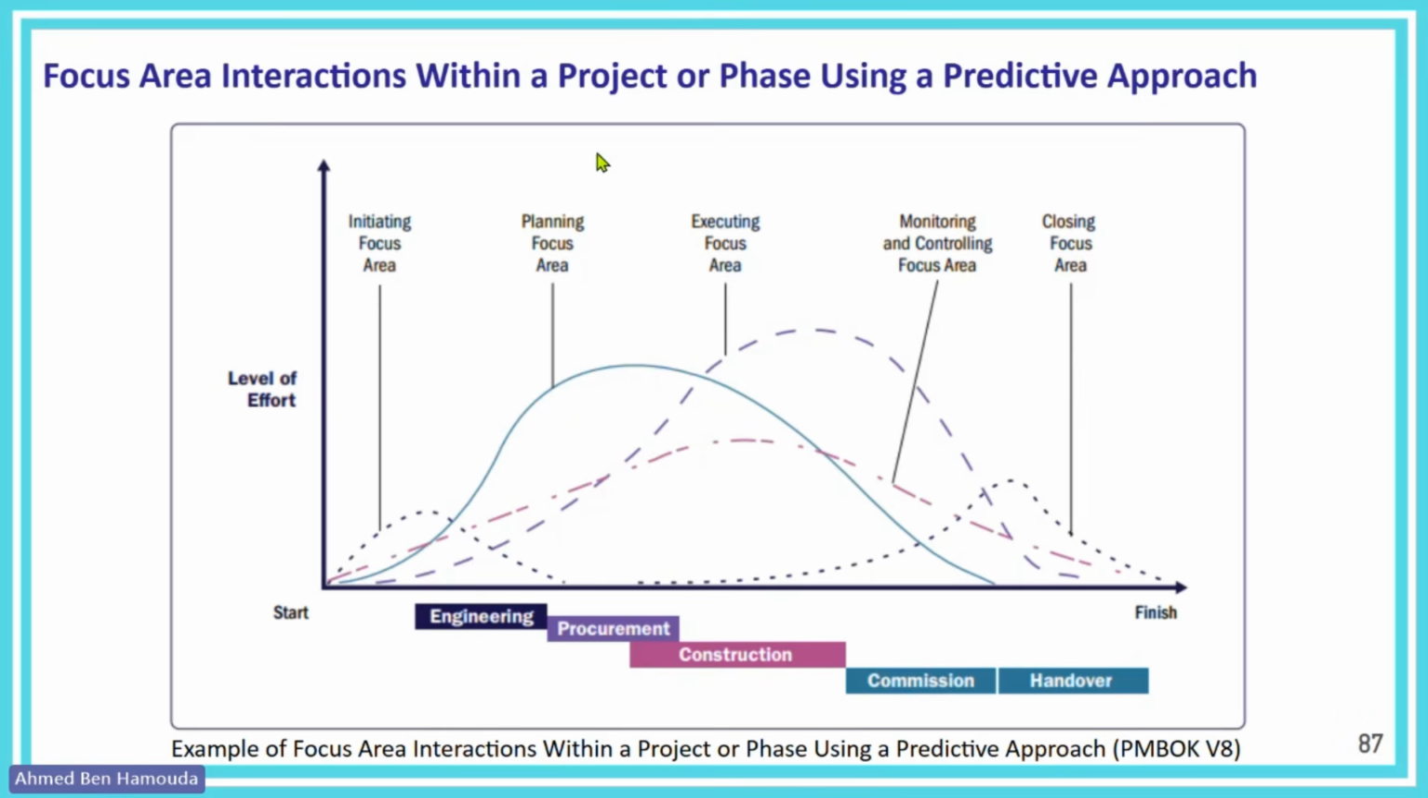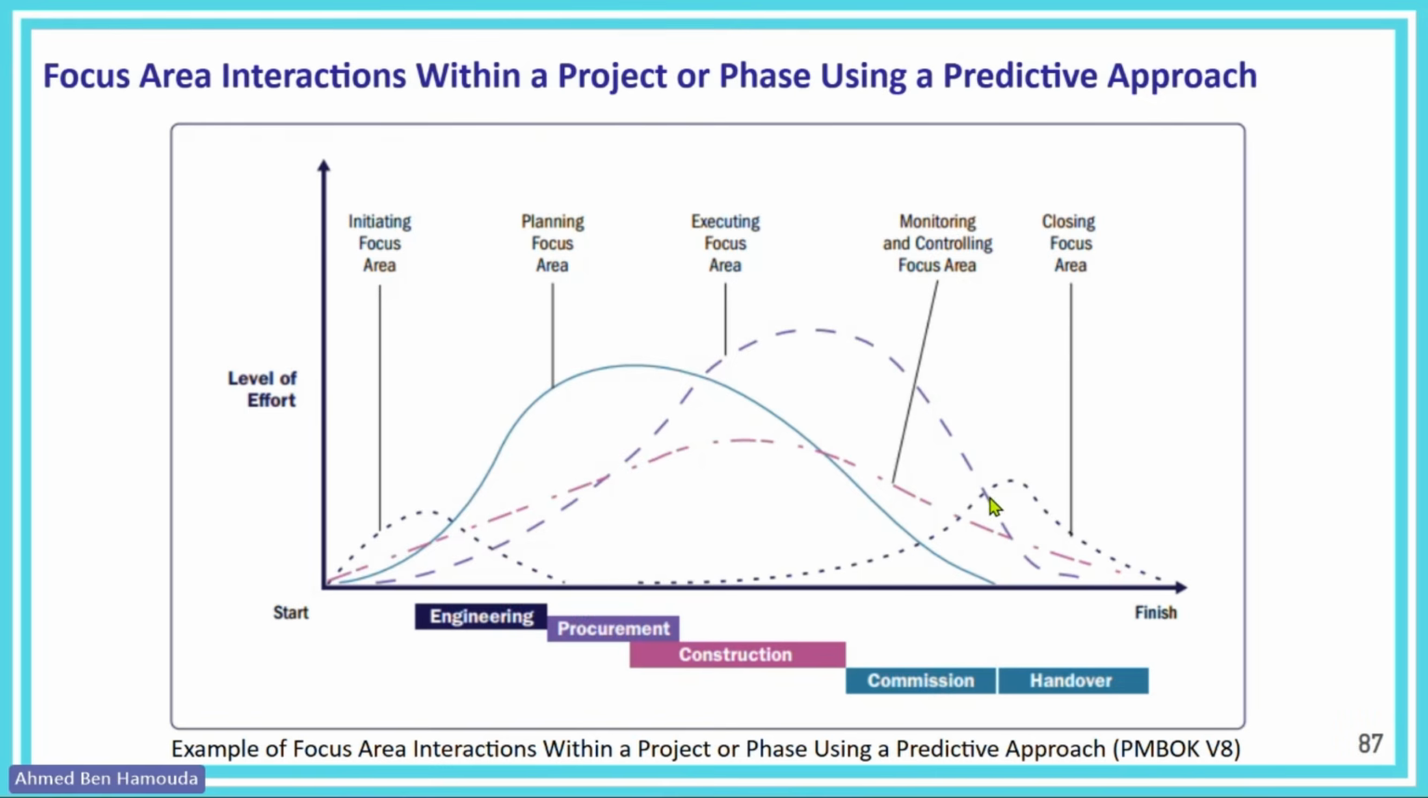All right. So, a couple of screenshots from the PMBOK. Here's an example of focus area interactions within a project or phase, in a waterfall approach. So, for example, follow with me. I know this is kind of tough. Follow with me. Okay? This dashed line, discontinued line is the initiation focus area. So a lot of effort is done here for the initiation work.